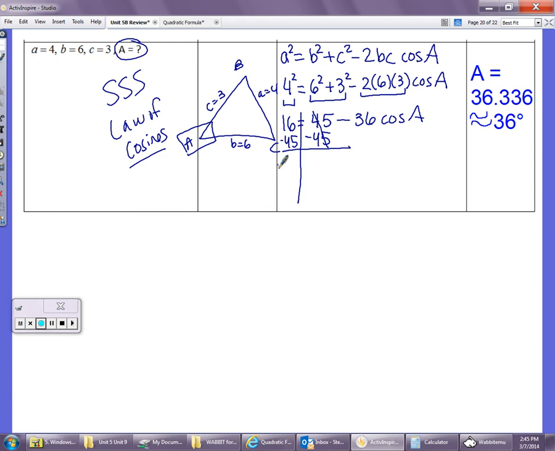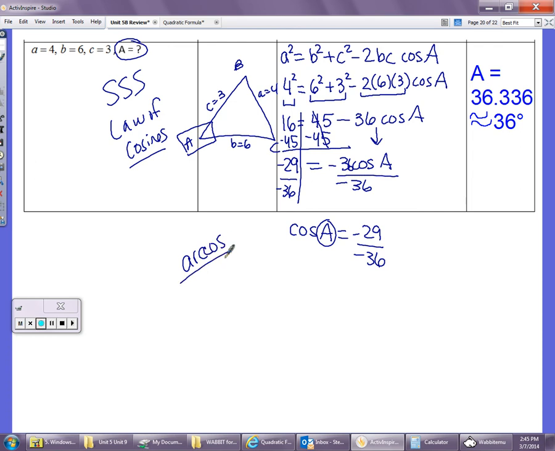And 16 minus 45 is negative 29. Bring this down now. And now we want to get cosine A by itself, so we divide both sides by negative 36. So the cosine of A is equal to negative 29 over negative 36. Now since we are solving for an angle, which is a capital A, you have to use the arc cosine. Now arc cosine in your calculator is known as cosine to the negative 1. So you would say A equals the arc cosine of this fraction.